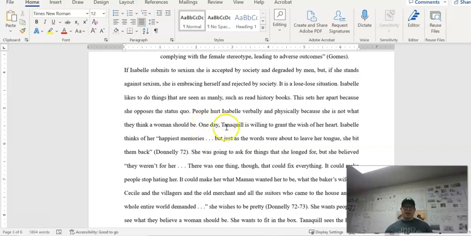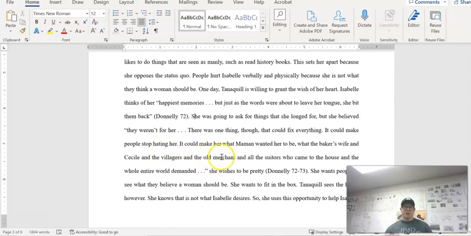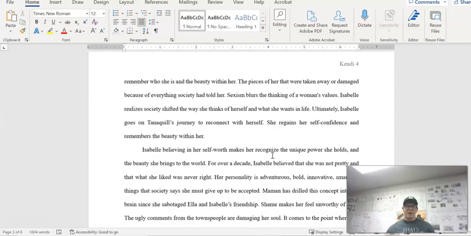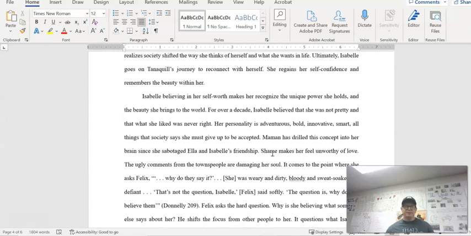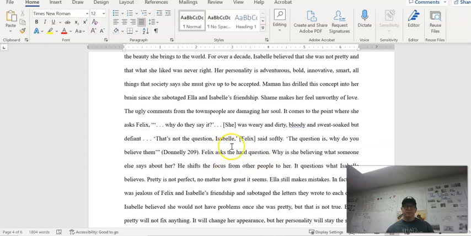All right, let's look at this one. One day, Tanquil is willing to grant the wish of her heart. Isabel thinks of her happiest memories. Quotes Donnelly 72. That's good. Okay, that's good. I'm really looking at how they are integrated. All right, this is great.